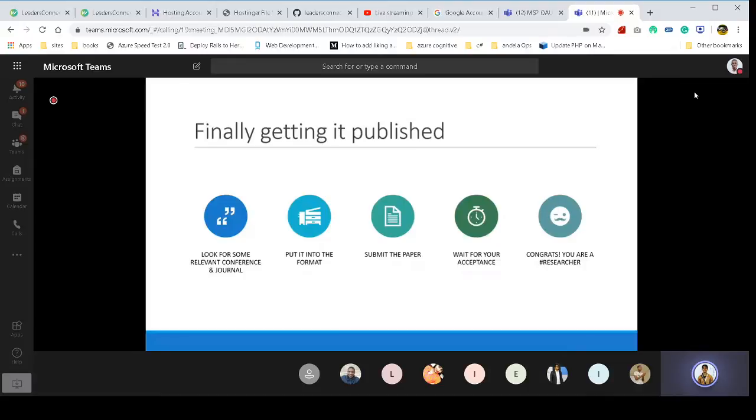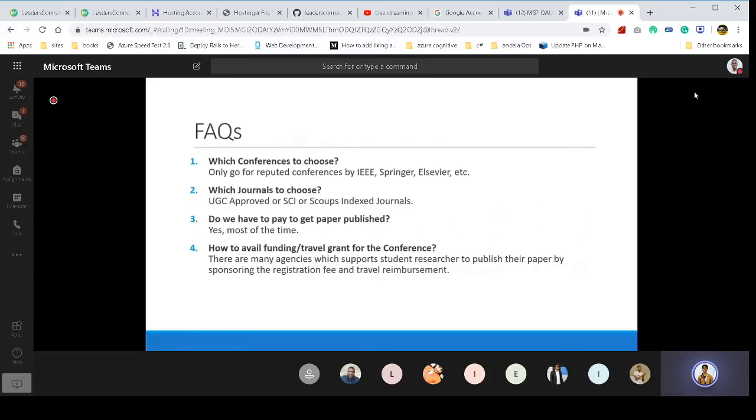These are the FAQs which I generally get. Which conferences to choose? Only go for reputed conferences like IEEE, Springer, or similar. If you don't know about them, consult some of your friends who are into research, or some professors from your university. Because there are many people who just arrange conferences which are not at all reputed, and which will be a total waste of time. So definitely look for good conferences.